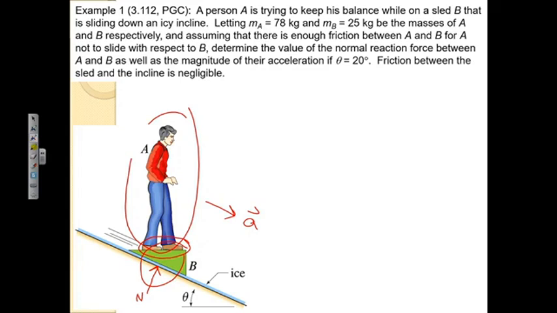Okay. So now I want to take this vector and break it into its x prime and y prime components. So you draw those lines perpendicular.